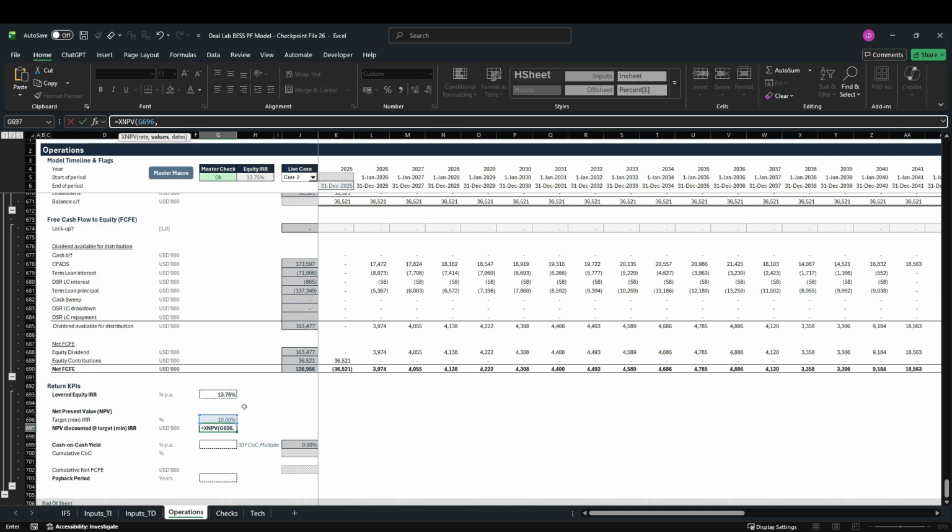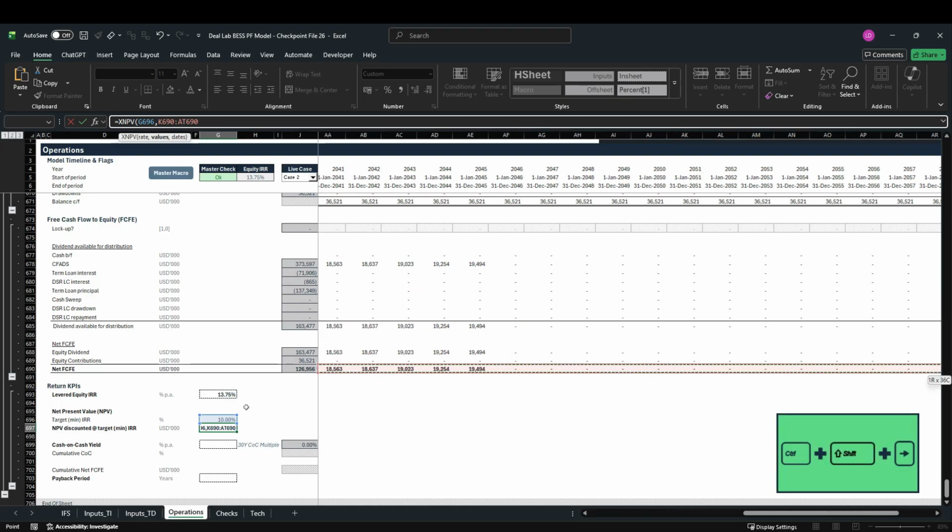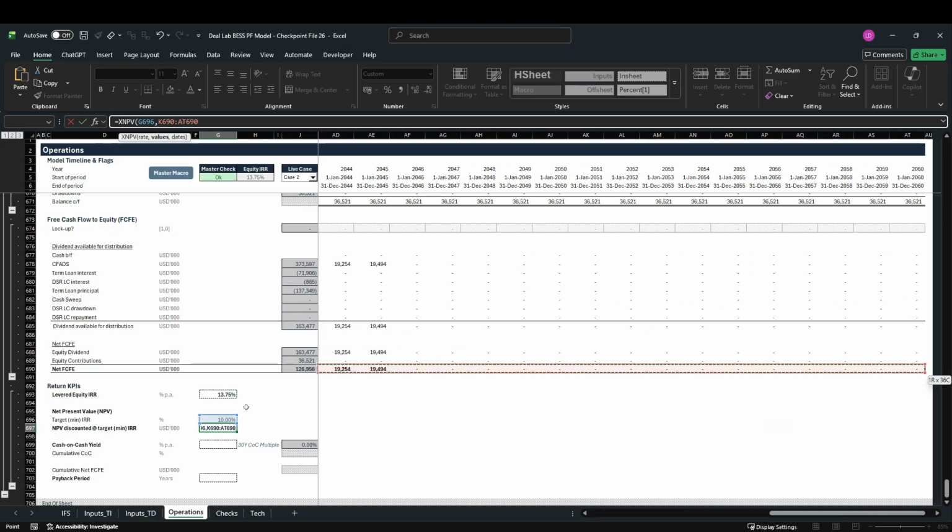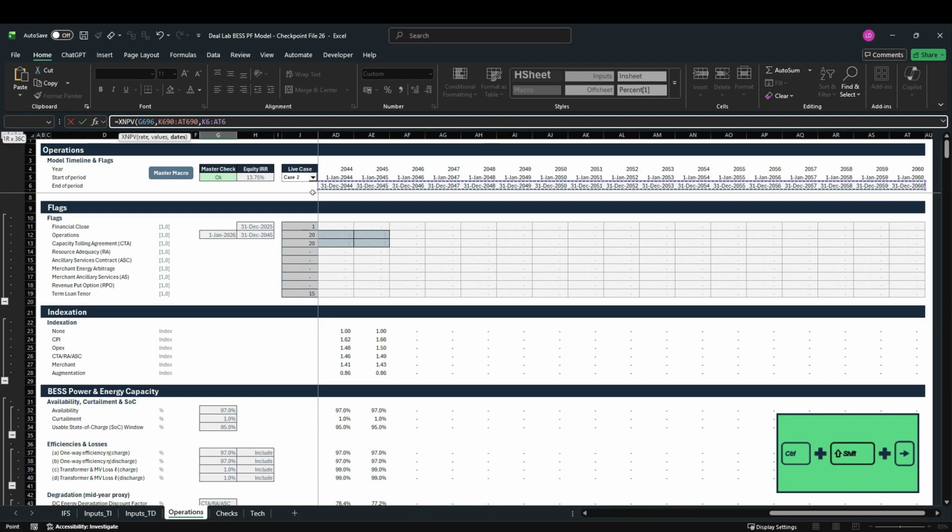For our values, we will have the same time series from our negative free cash flow to equity up to the very last period, year 2060. And then we will pick up the corresponding dates. Move that over, close parentheses.